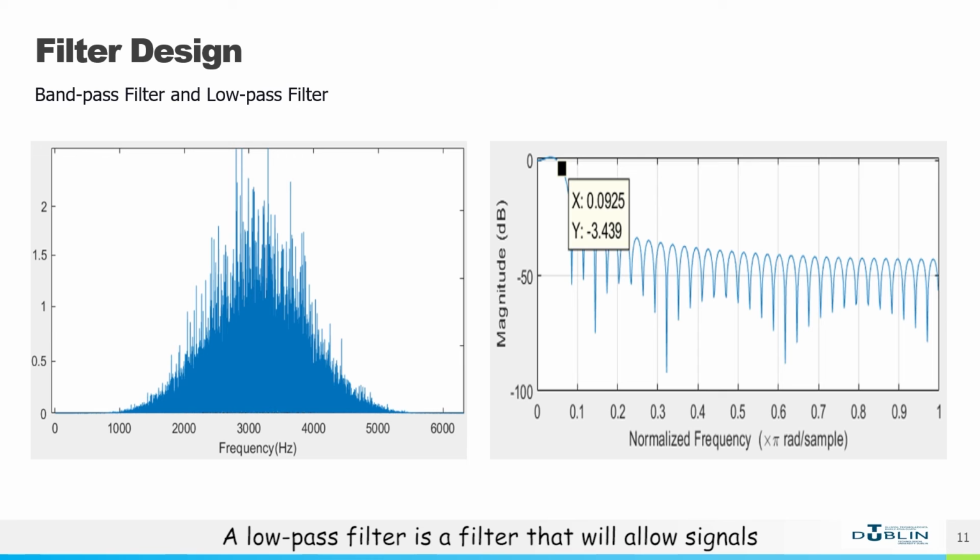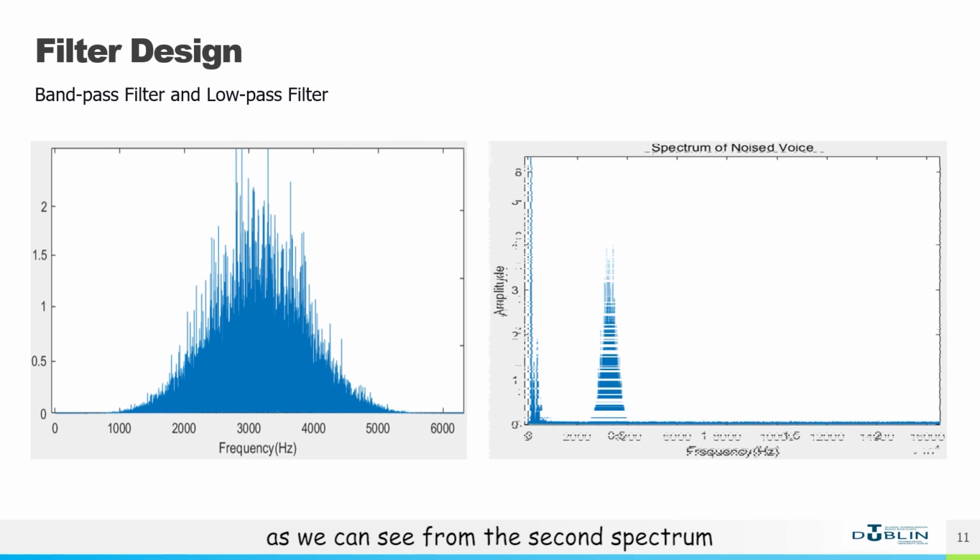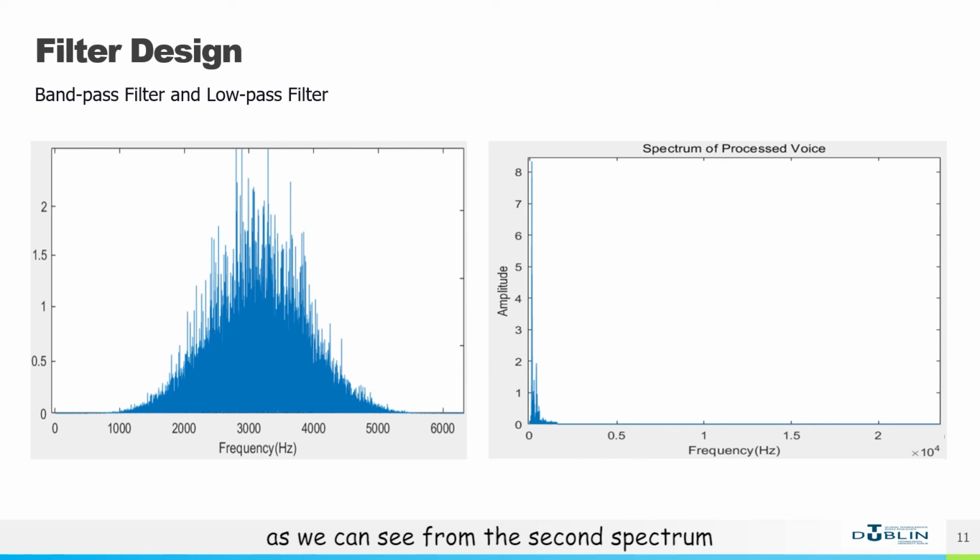A low-pass filter is a filter that will allow signals with frequencies lower than the cutoff frequency to pass, and attenuate signals with frequencies higher than the cutoff frequency. The first spectrum is a noised audio, and after passing the low-pass filter, as we can see from the second spectrum, most of the noise has been filtered out.